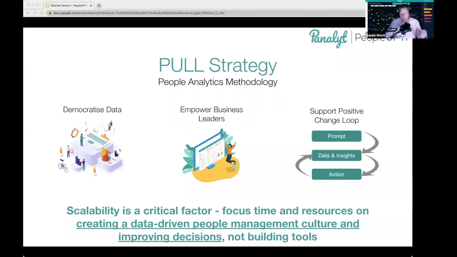So in balance with what Fede was saying about the push strategy, you have the process of the pull strategy: democratizing your data, making your data visible and available to line managers and business partners, empowering them, actively coaching them to use those tools, how to translate an insight about their people into an action with their people. And that leads you to that positive change feedback loop, where there is some prompt, whether that prompt is you have a sense that performance is getting lower, you have some sense that there is a gender imbalance in the organization, or you have a sense that attrition is increasing.